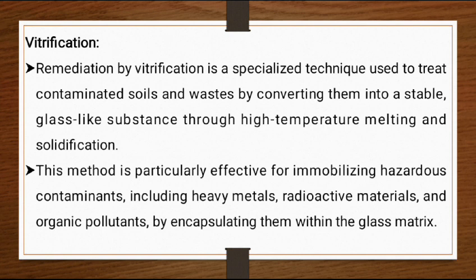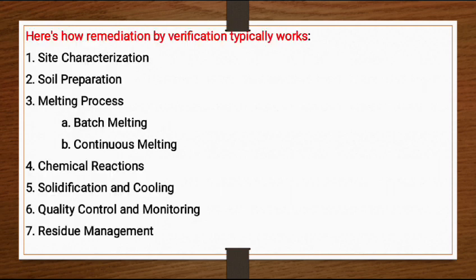Vitrification is a specialized technique used to treat contaminated soils and waste by converting them into stable glass-like substances through high temperature melting and solidification. This method is particularly effective for immobilizing hazardous contaminants, including heavy metals, radioactive materials and organic pollutants, by encapsulating them within a glass matrix. And here let us see how this remediation process works.